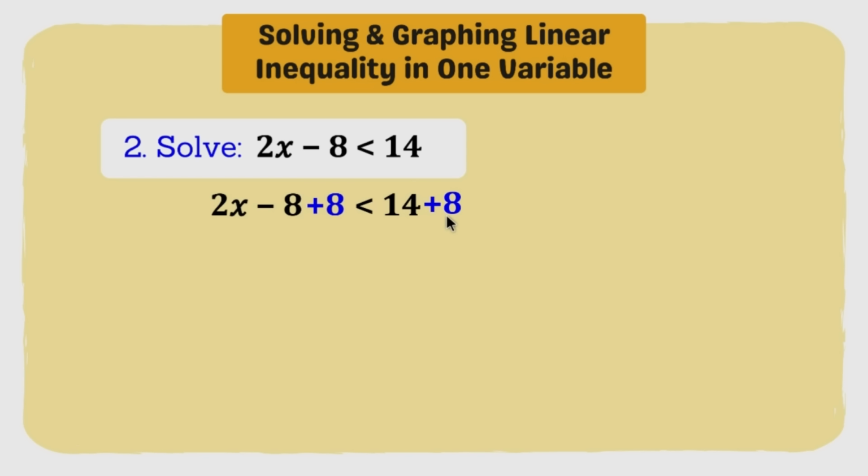Then we can now have 14 plus 8 din dito sa kabila. Alright, so -8 plus 8 is 0, and then 14 plus 8 is 22. So ang naiwan dito ay si 2x. We can just divide this using the division property of equality. So divide it by 2. So 2 divided by 2 is 1. 22 divided by 2 is 11. So the value of x here is 11.